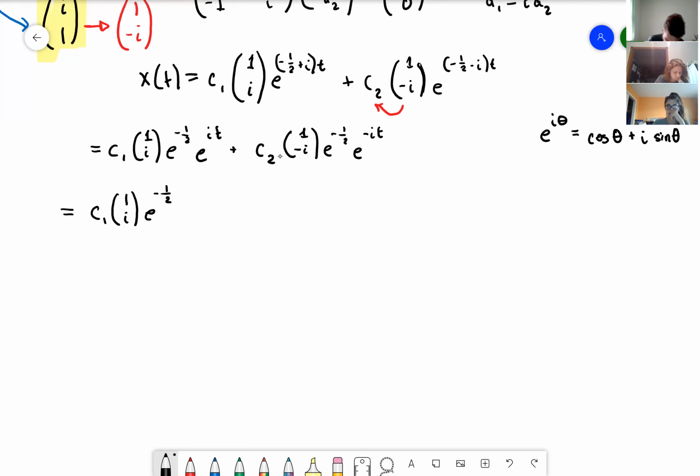Okay, so this e to the it is going to be multiplied by this whole thing, cosine t plus i sine t.